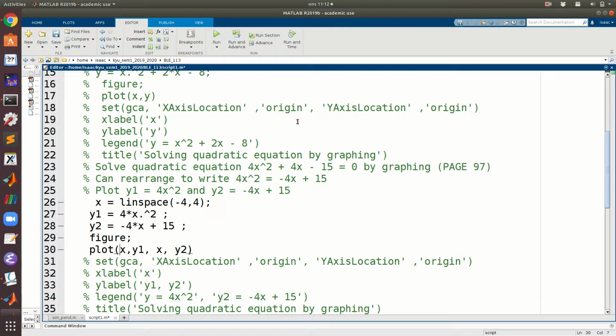Then we plot x versus y1, and then we plot x against y2. So we know the values of x are these, and then y1 is going to represent x squared, and then y2 is going to represent this. And then the idea is that the point of intersection of y1 and y2 is going to be our solution. So let us run this and see what we get.